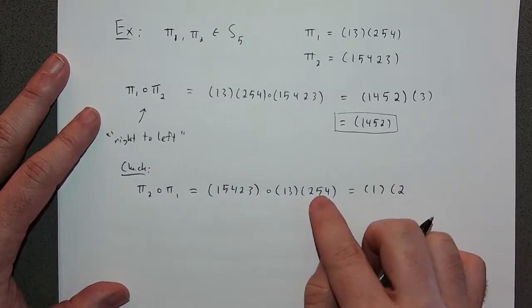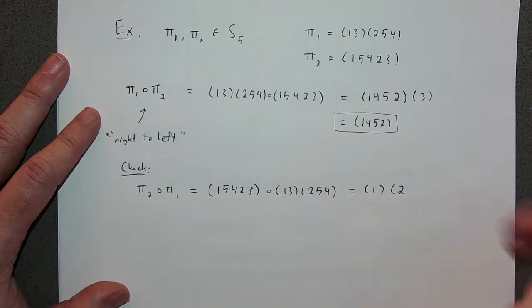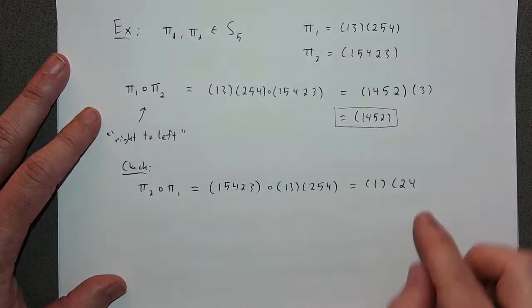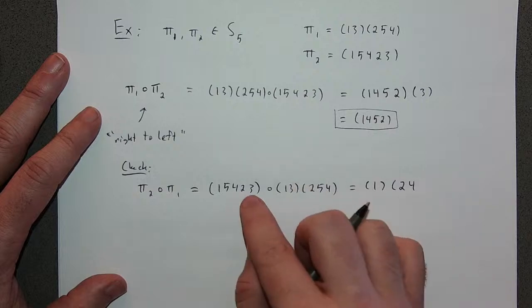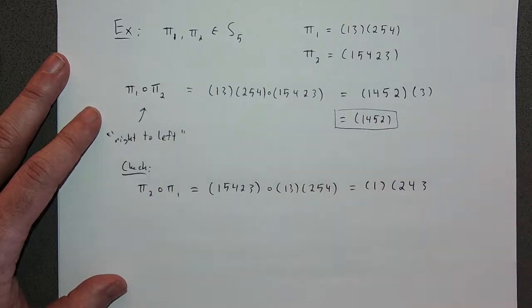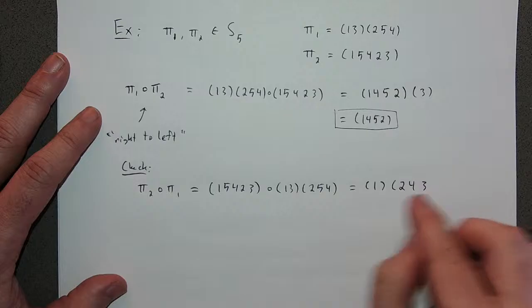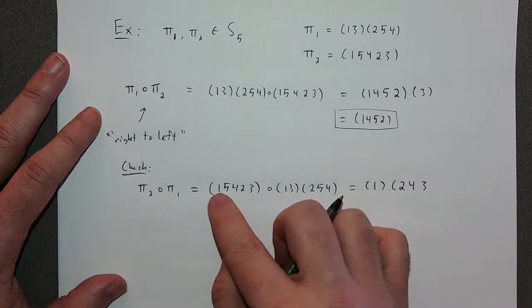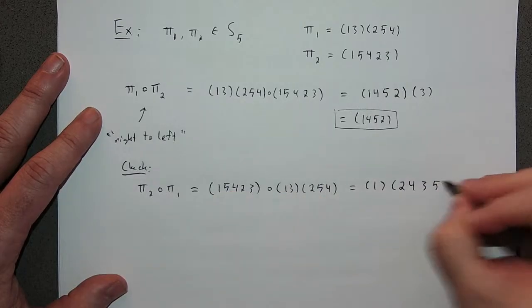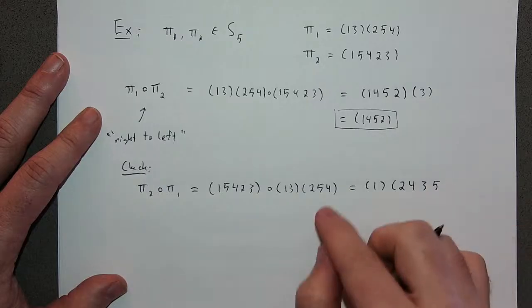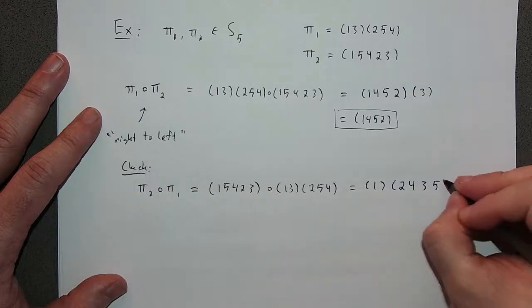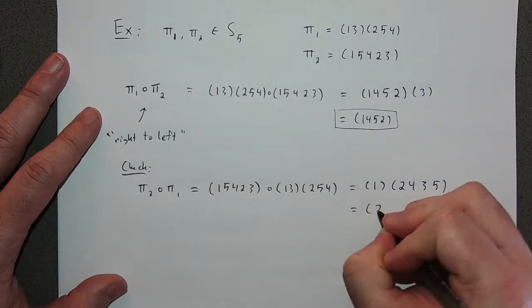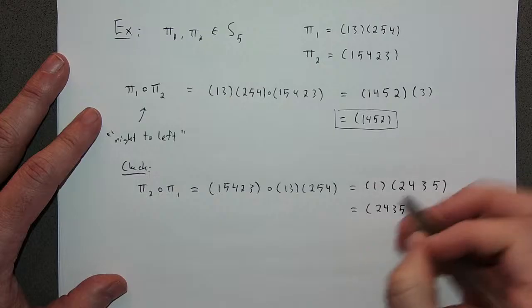2. 2 gets sent to 5, and 5 gets sent to 4. So 2 gets sent to 4. 4 gets sent to 2, and 2 gets sent to 3. So 4 gets sent to 3. 3 gets sent to 1, and 1 gets sent to 5. And just to check that this actually closes up here, 5 gets sent to 4, and 4 gets sent to 2. So 5 gets sent to 2. And that closes up. So this is (2 4 3 5).